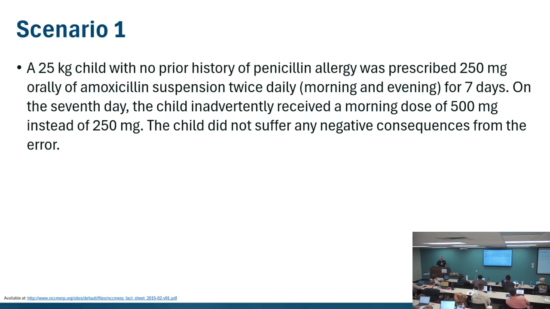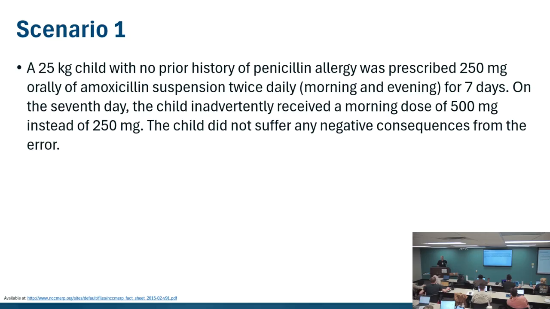A 25-kilo child with no prior history of penicillin allergy was prescribed 250 milligrams orally of amoxicillin suspension twice daily, morning and evening, for 7 days. On the 7th day, the child inadvertently received a morning dose of 500 milligrams instead of 250. The child did not suffer any negative consequences from the error. So I've got a lot of information there.